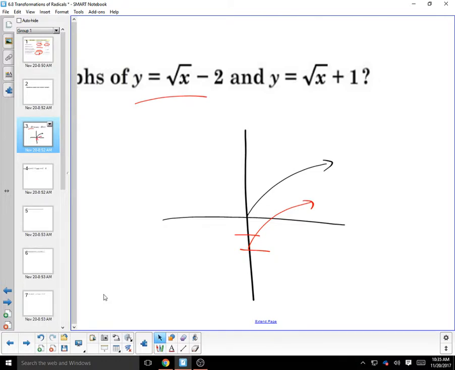What about the other one? Yeah, it would look exactly the same, except it would move up 1 unit from the original. So it would look like that. Questions on this slide? Some people are still writing, so I'm not going to gauge you yet.